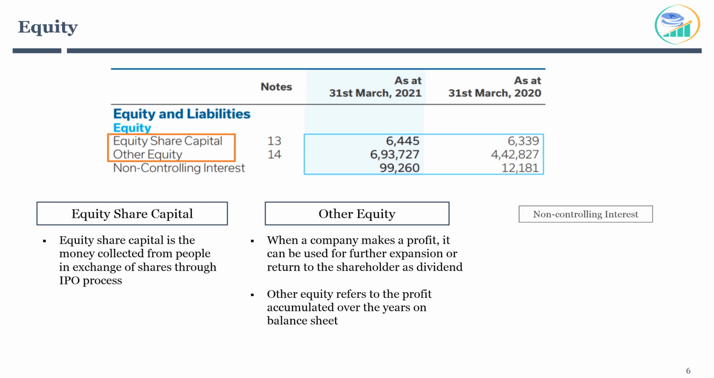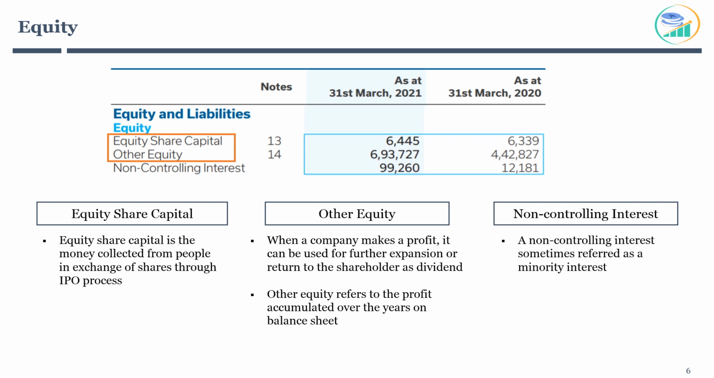Next line is non-controlling interest. A non-controlling interest, sometimes referred as a minority interest. This will be discussed during understanding of consolidated financial statements. You don't see this line item on every balance sheet, but it will appear when company has holding in other companies. You can review note 13 and 14 to review further company equity share capital and other equity.